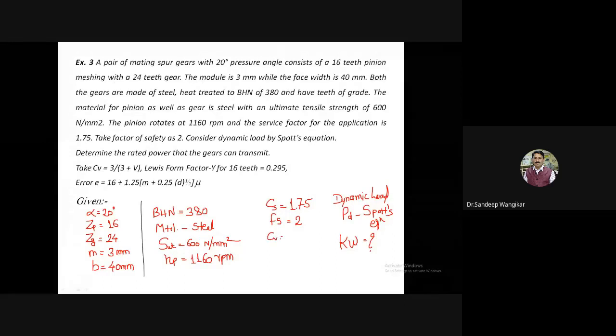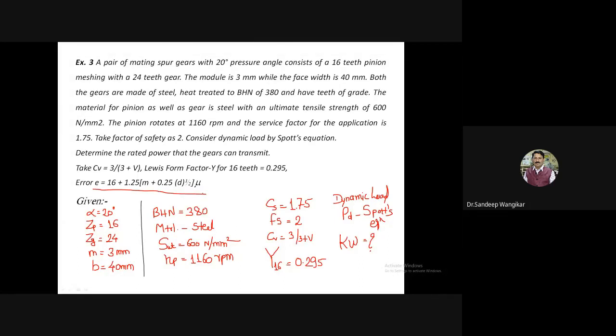Take Cv is equal to 3 upon 3 plus V. Lewis form factor Y for 16 number of teeth, that is for pinion, is equal to 0.295. And what else is given? So assume that this is additional given. The error formula is given. So write down this formula for error as e is equal to 16 plus 1.25 into bracket m plus 0.25 under root d in microns. The unit is in microns. So this is the given data.